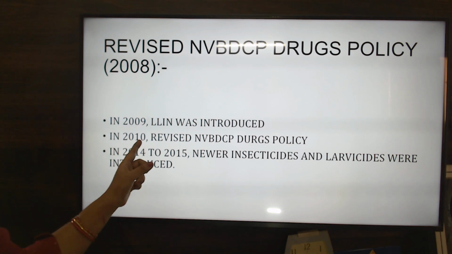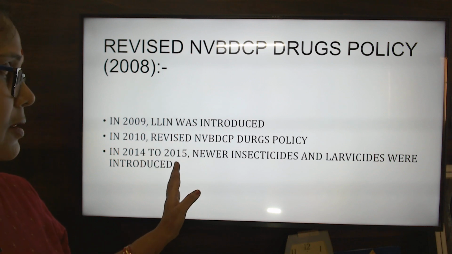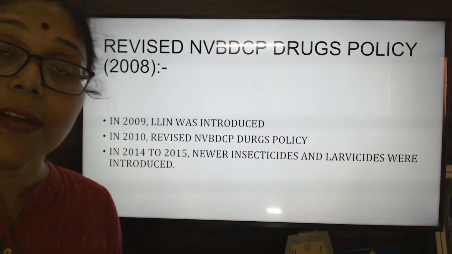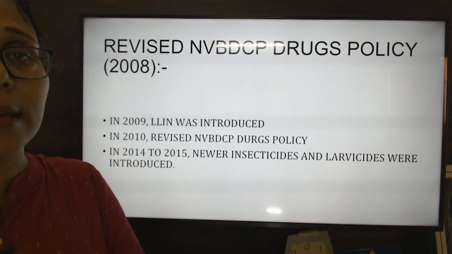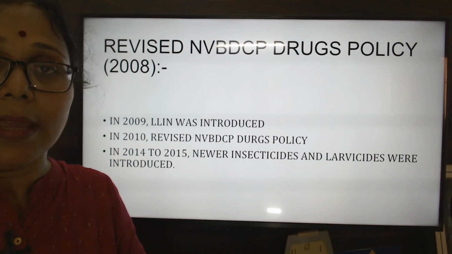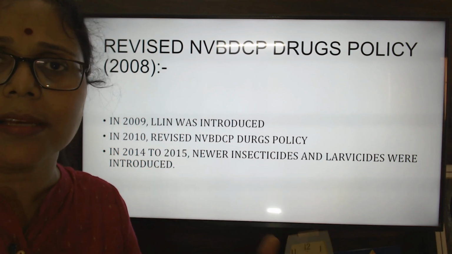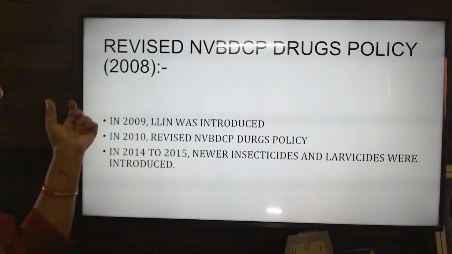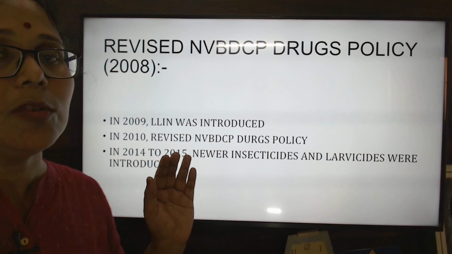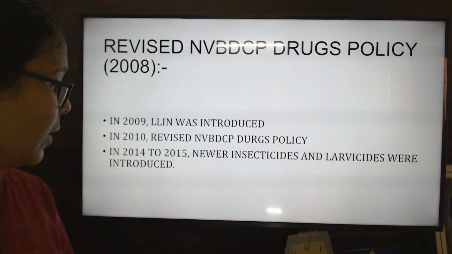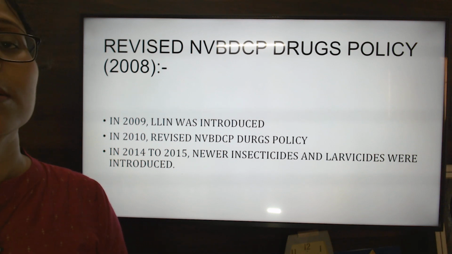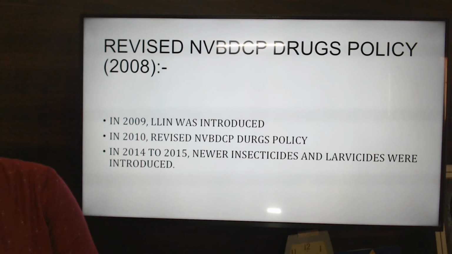And in 2009 the LLIN, long lasting insecticidal net, was introduced. In 2010 the drugs policy was revised again, because mosquitoes developed resistance against the insecticides and larvicides. And from 2014 to 15, newer insecticides and larvicides were introduced. So these are all the achievements in malaria control. This is called the milestones of the malaria control program.